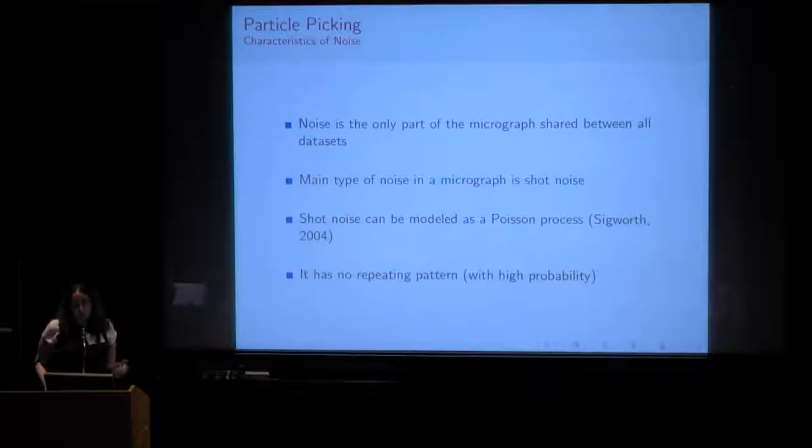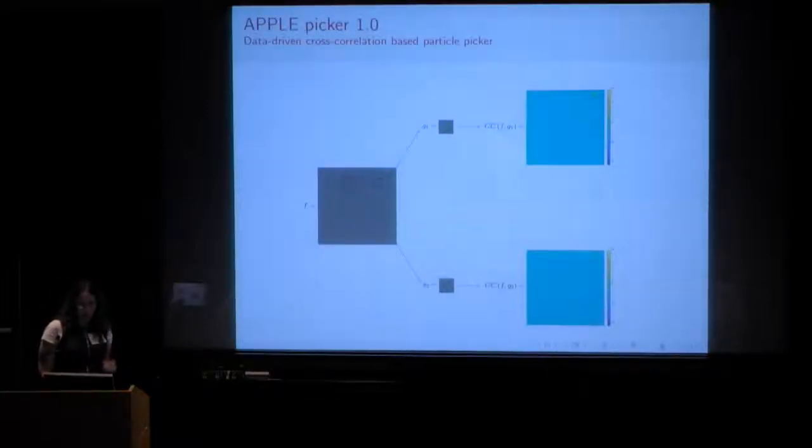So what we found is actually each 2 data sets can have different particle projections. They can have different artifacts, but they're all going to have the same noise model. So the noise model is, the shot noise is a Poisson process. The shot noise is actually the main limiting factor of the SNR in a micrograph. And the important thing about that is that it has no repeating pattern, or at least with high probability, it's not going to have any repeating pattern, which we figure could very much help us if we do cross-correlation.